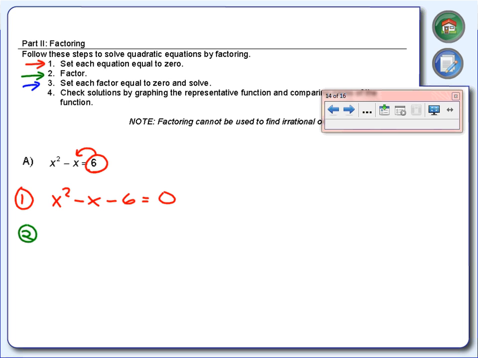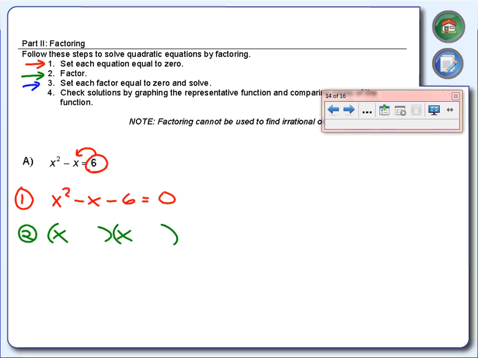Second step, factor. We're going to take that x squared minus x minus 6, and we're going to factor it. This is what we've been working on all week long, guys. This is why I've been asking you to make sure you know what you're doing when it comes to factoring. X squared minus x minus 6, just like I did at the beginning of class.